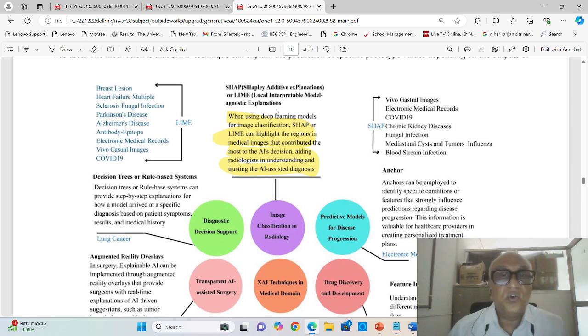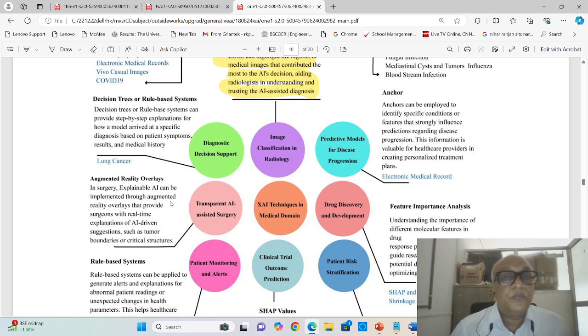Okay. So, SHAP or LIME, what they do during image classification is they will be highlighting the regions in the medical images that contributed most to the AI's decision. This will help the radiologists understand and trust the AI assisted diagnostic. Say for example, you have a field called as lung cancer.